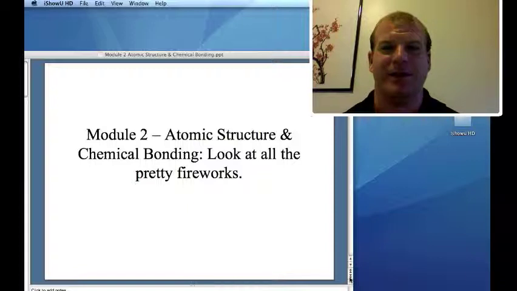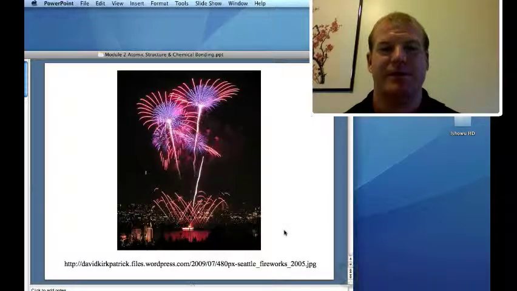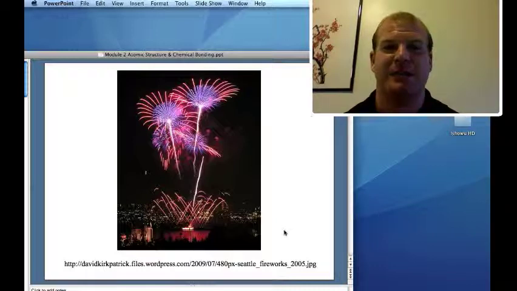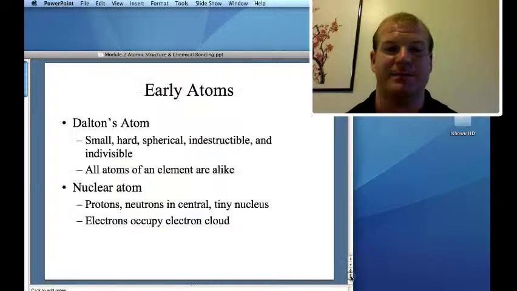Let's talk about the second lesson here, atomic structure. And we are going to talk a bit about this. And so fireworks, I love watching fireworks, but if you've seen enough firework displays, you notice the same colors over and over again. You see the same types of reds, the same types of purples, the same types of blues. And that has to do with chemistry, and we'll talk about that through the lesson.